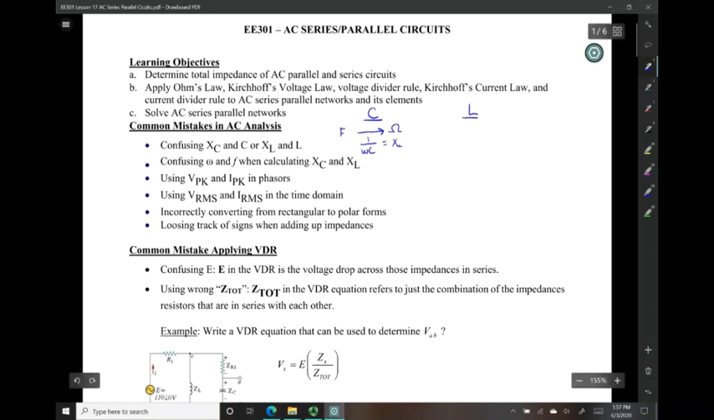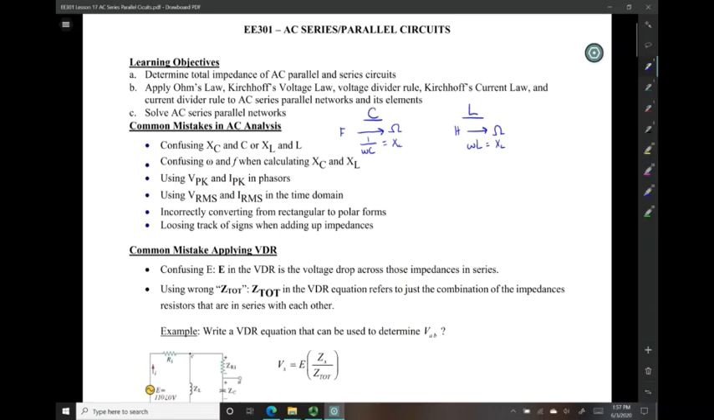Likewise with an inductor, if we see anything with the units of henries, we again need to convert that to reactance, and we do that by the formula omega times the inductance is equal to its reactance.